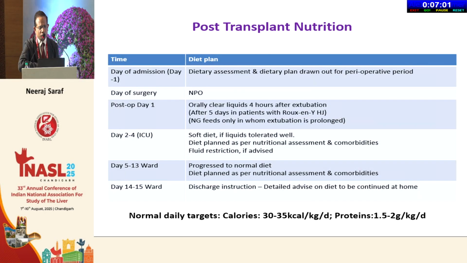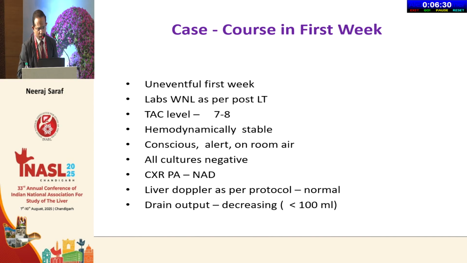Day 1 of surgery is NPO, then you start with oral clear liquids. On day 2 to 4, a soft diet if the liquids are tolerated well. Obviously, you have to be specific if fluid restriction is needed. And day 5 onwards, you can probably give them a normal diet, and usually the patients are shifted to the ward. But what is important is calories, about 35 kilocalories per kg per day, and we must give them a very high protein intake of 1.5 to 2 grams per kg per day.